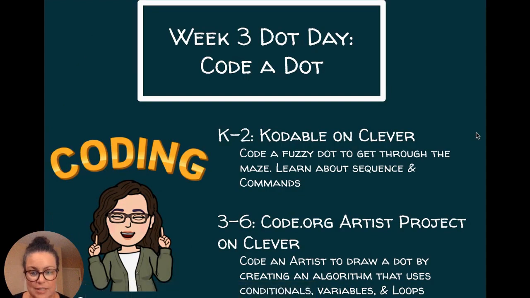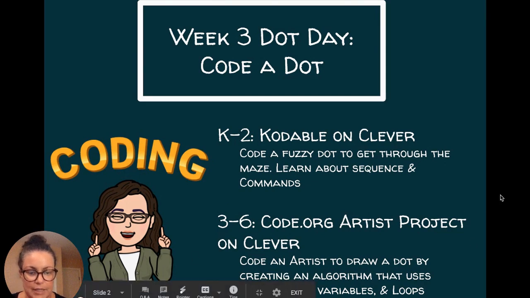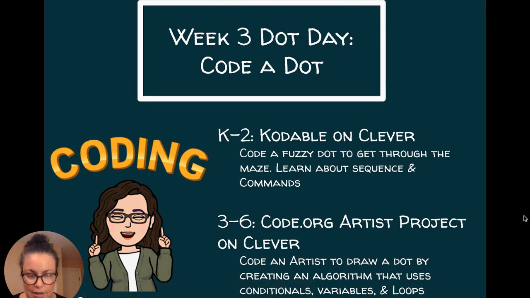All right, you have 2 assignments. The first assignment is to code a dot, and this video is for my 3rd through 6th graders. So you are going to be down here coding a dot on code.org on the artist project. So on code.org, you are going to be coding an artist to draw a dot by creating an algorithm that uses conditionals, variables, and loops. And since you guys are my big 3rd through 6th graders, I know you know what those mean, but I do have some new students, so I do want to review those vocabulary words.